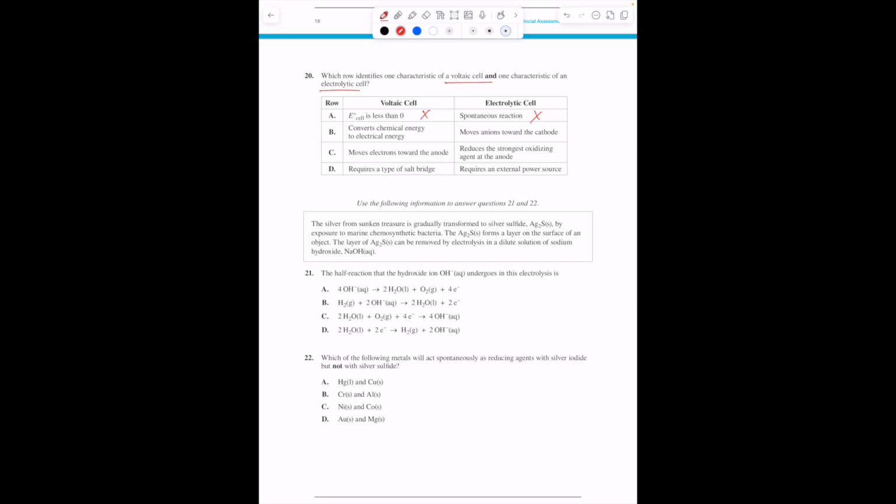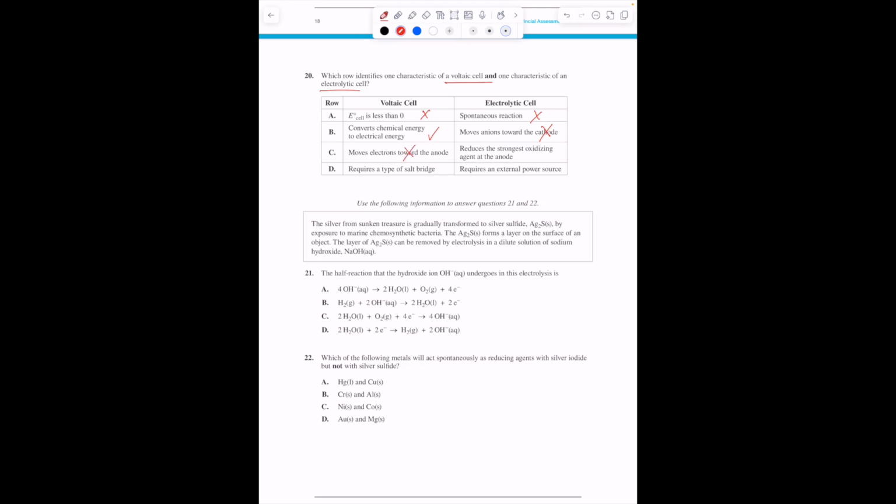Converts chemical energy to electrical energy. That's true. Voltaic cells take the chemicals and make electricity. Anions towards the cathode. No, anions are always towards the anode in both cells. So that one's at least half right. Moves electrons towards the anode. Electrons always move from anode toward cathode. Nope.